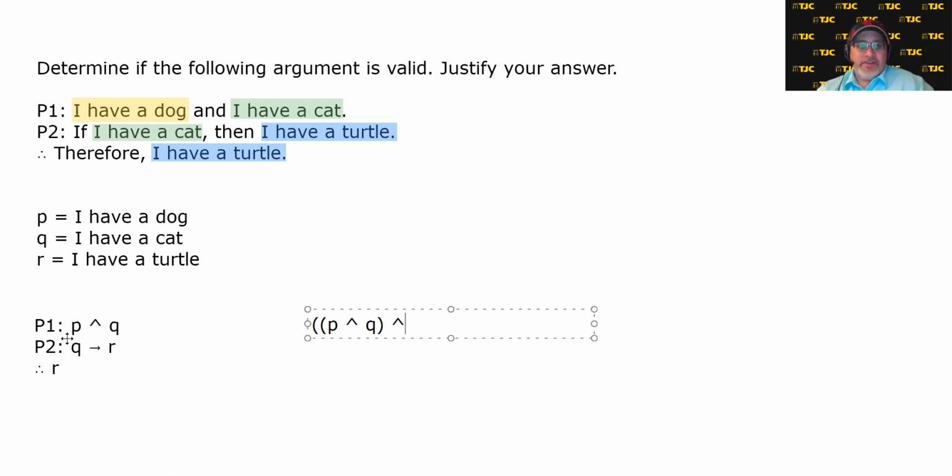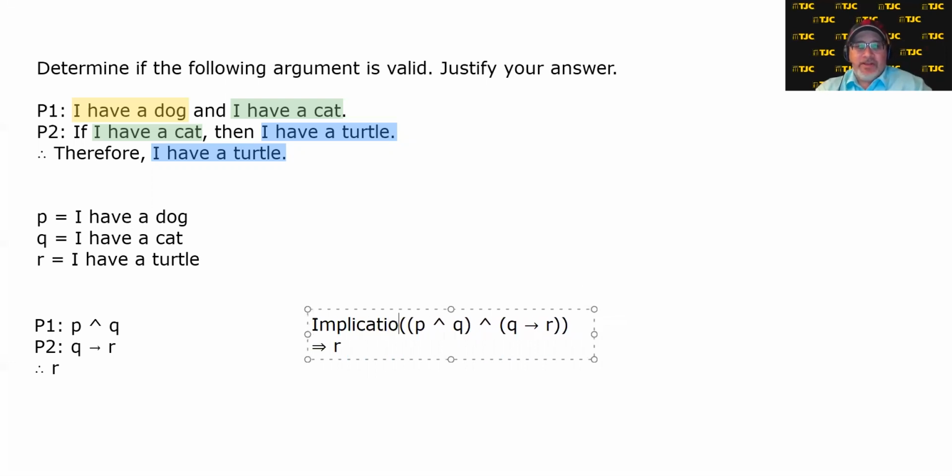Conjunction, the second premise, which is also a compound statement, so it will go in its own parentheses. Close off that to represent the conjunction of the premises, and then that's the antecedent of the implication. So in other words, it's the left half of the arrow. But remember, the symbol for an implication is not just a single arrow, but a double-lined arrow pointing to the conclusion, which is just the letter R. So this is our implication.